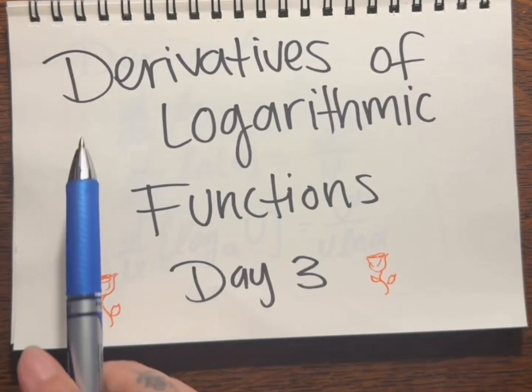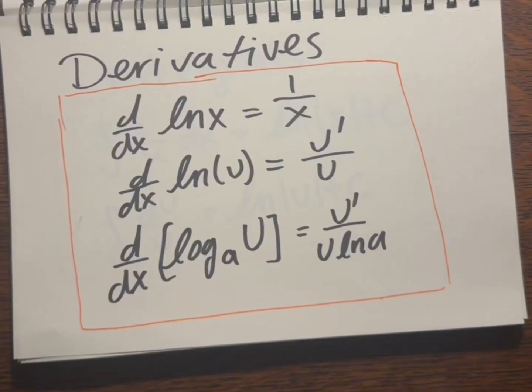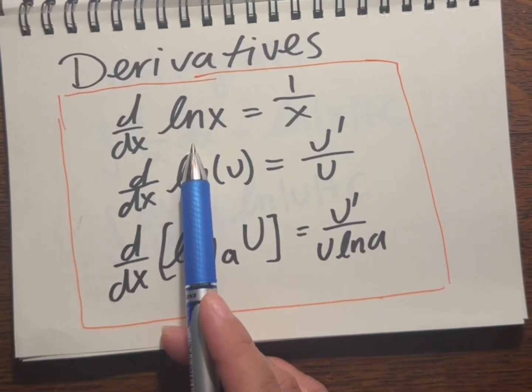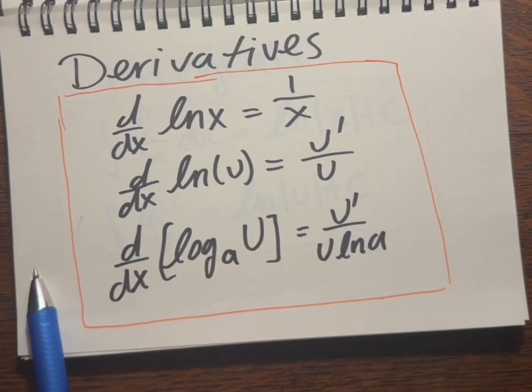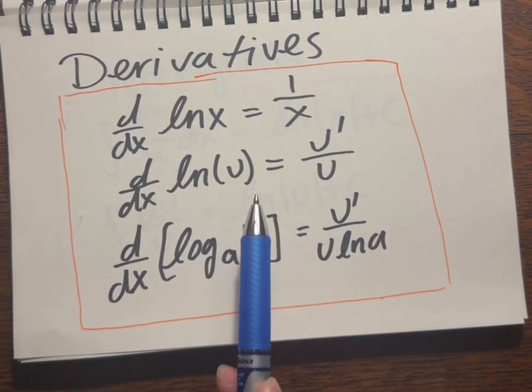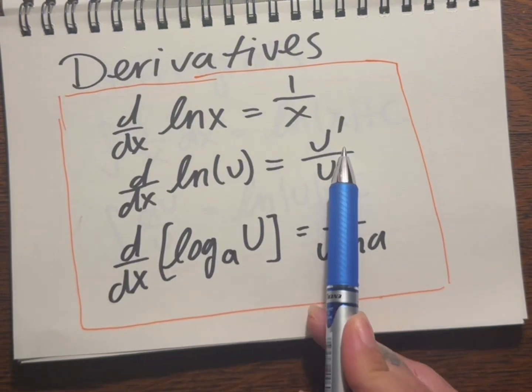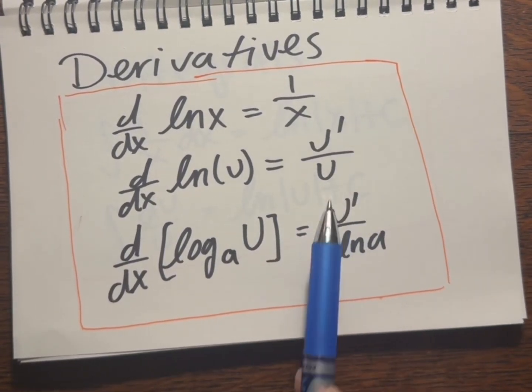Today we will be going over derivatives of logarithmic functions. In this section they give us 3 derivatives to memorize. The derivative of the natural log of x is going to be 1 over x. If you have ln of some function u, the derivative is going to be u prime over u, so the derivative of this function over u itself.